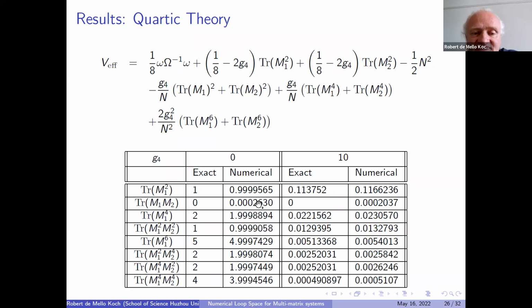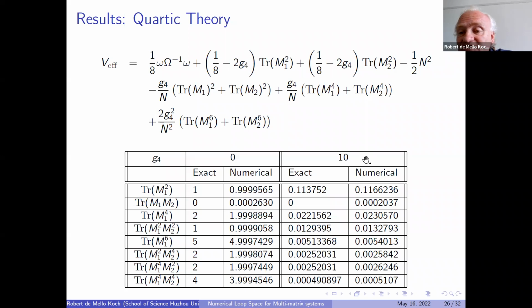So when G4 is 0 and we're just dealing with the free system, then these expectation values are actually given just by counting how many planar diagrams. So you can see trace M1 squared. Well, there's a single planar diagram you can draw. Trace M1, M2, there's no planar diagrams. Trace M1 to the 4, 2 planar diagrams, and so on. So this is just counting the number of planar diagrams. What is rather interesting is at the minimum of our effective potential, these are the numbers you get. So 0.9999, we're getting the 1. That's a 0, that's a 2, that's a 1, 5, 2, 2, 4. So the minimum of the effective potential really is giving you the right count of the planar diagrams.